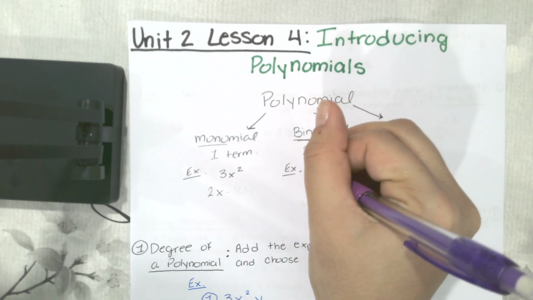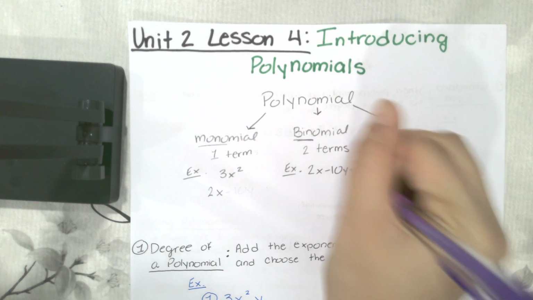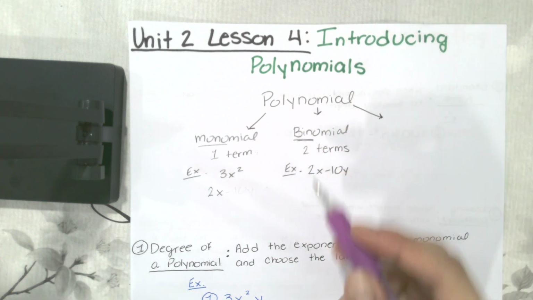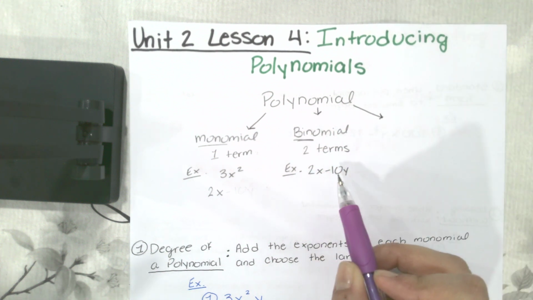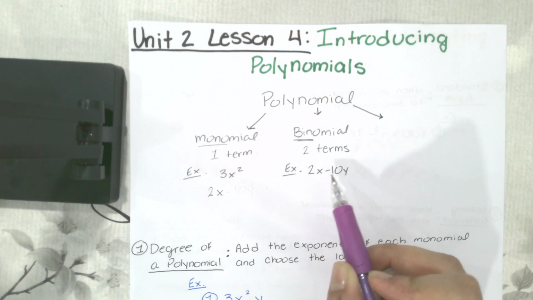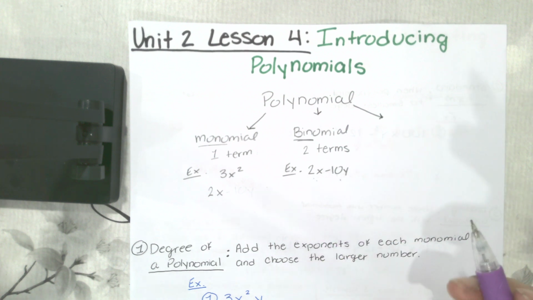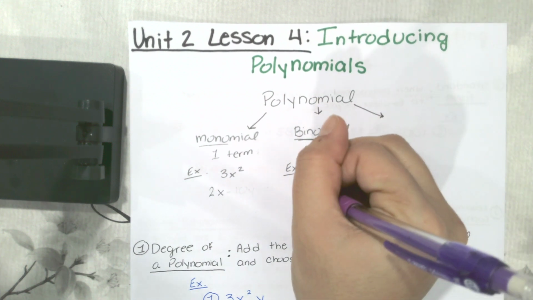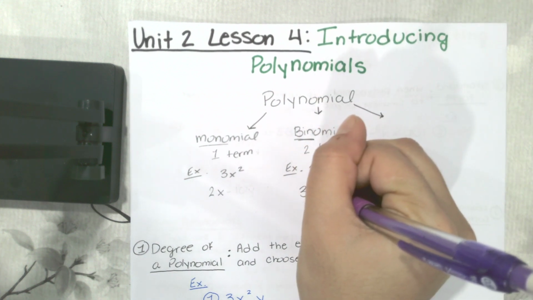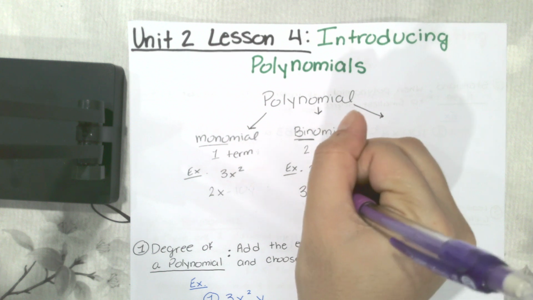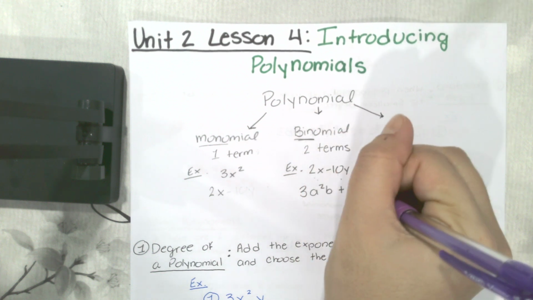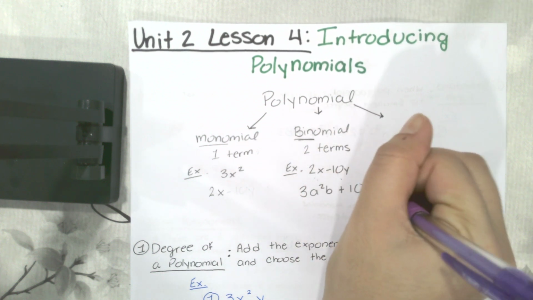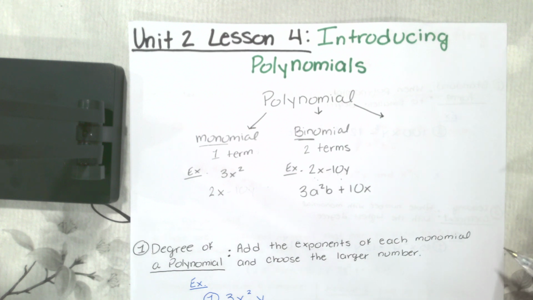So here you have 2x minus 10y. Now this is a binomial because 2x is one term and negative 10y is another term. Okay, so two separate terms that give you one expression. Another example of a binomial, you have 3a squared b plus 10x. Okay, another binomial. 3a squared times b is one term, 10x is another term.